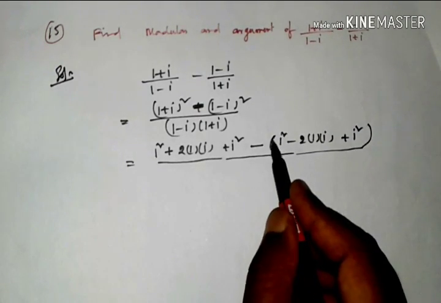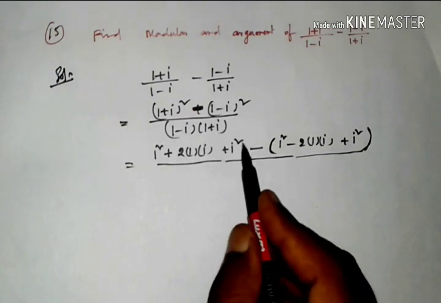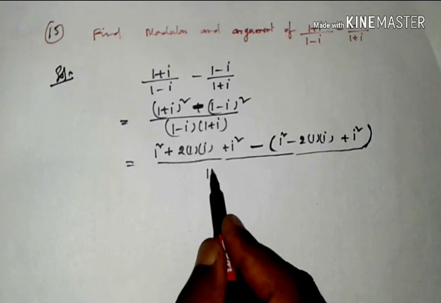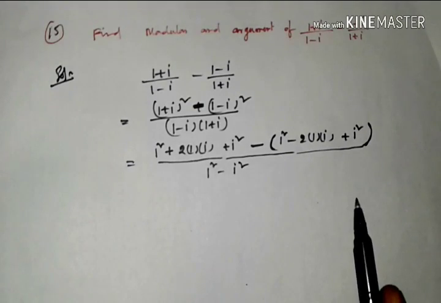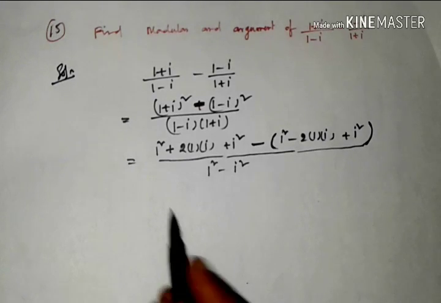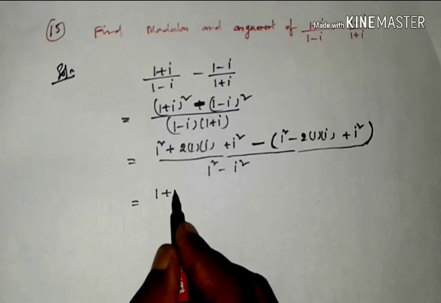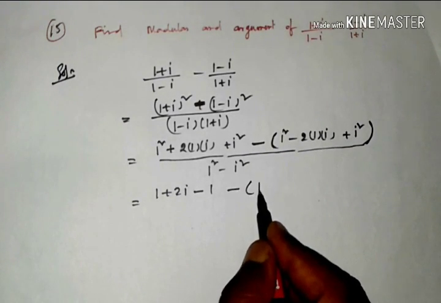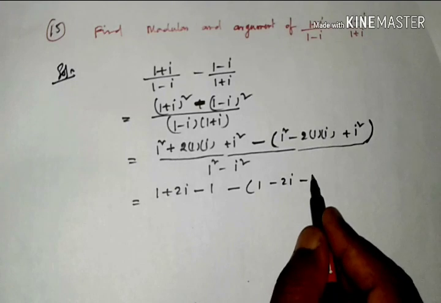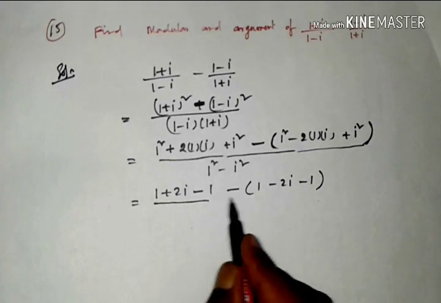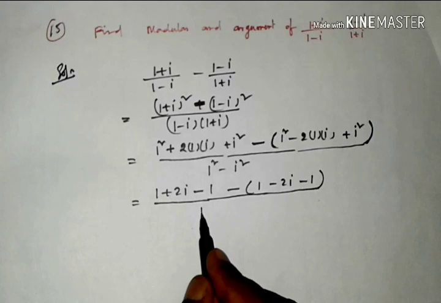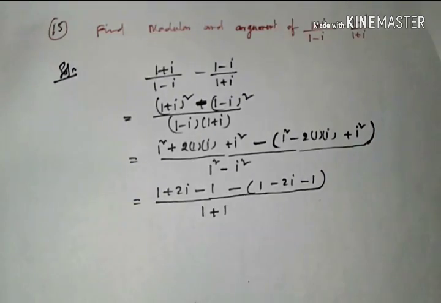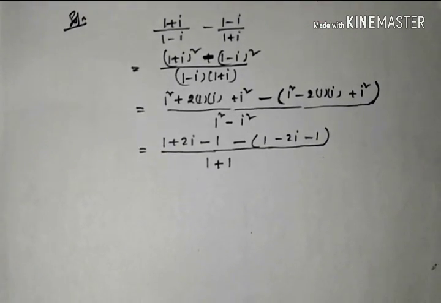Here we must take a bracket because the negative sign is there, and it is 1 square minus i square. Now 1 plus 2i minus 1, it is i square, and it is 1 minus 2i, this is also minus 1, which is 1 plus 1, since i square is equal to minus 1, this is minus, therefore it is plus.